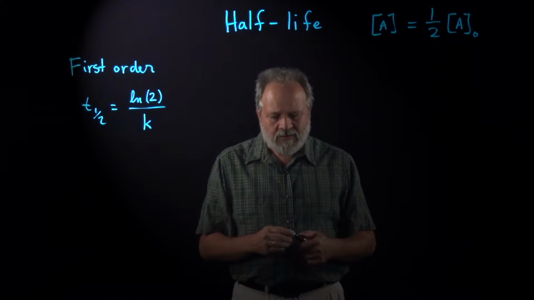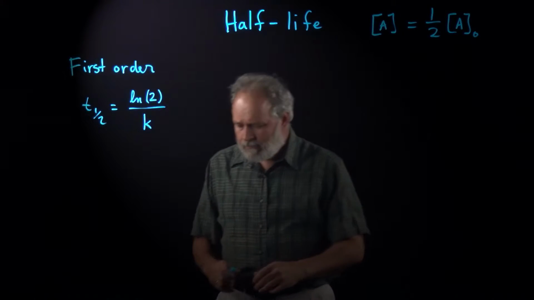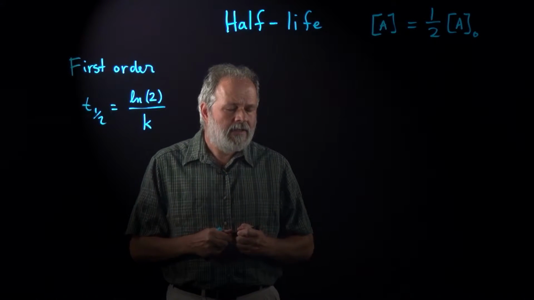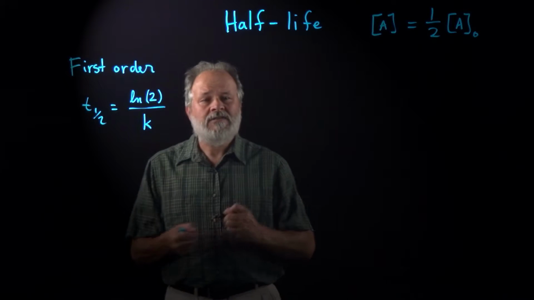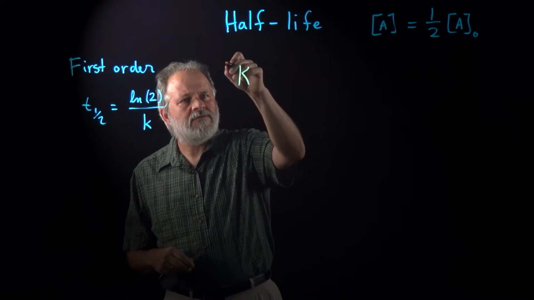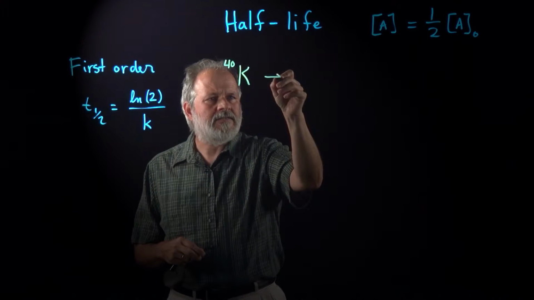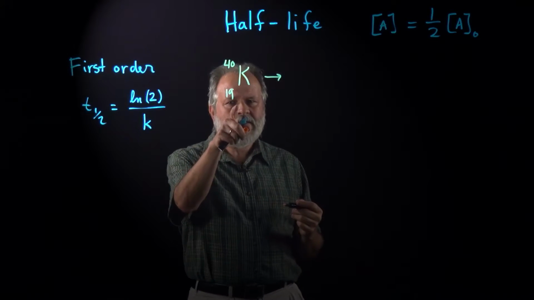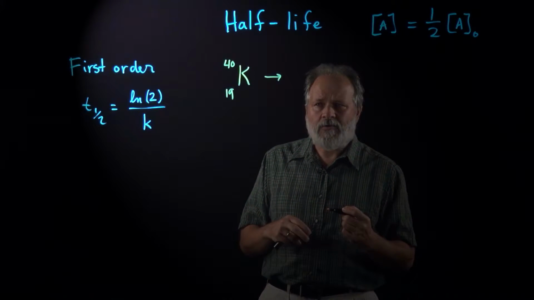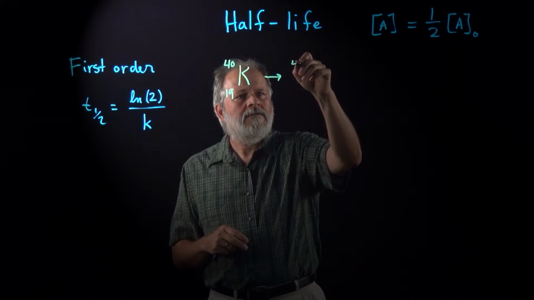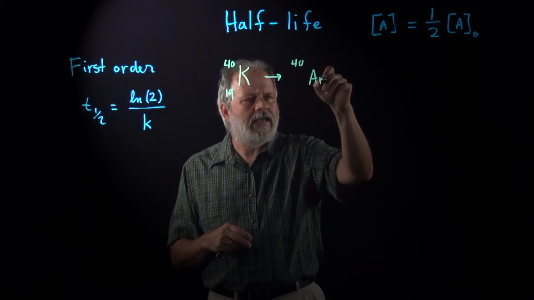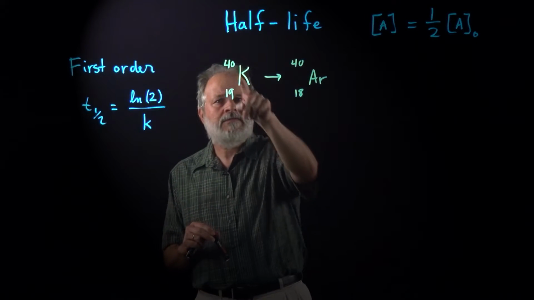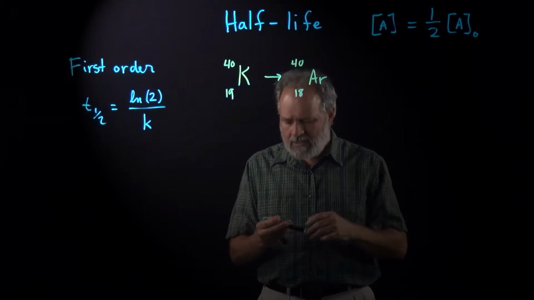So we're going to illustrate this with an example. The example we're going to use is radioactive decay, which follows first-order kinetics. The example I'm going to use is based on radioactive decay of potassium, which is element 19. The 19 tells how many protons, the superscript tells how many protons plus neutrons there are. And it decays to argon gas, which is element 18. So the total mass is 40 and 40.